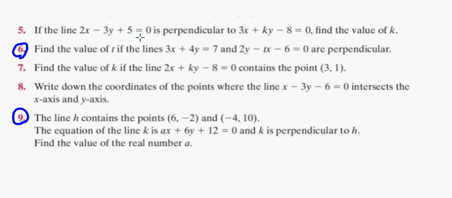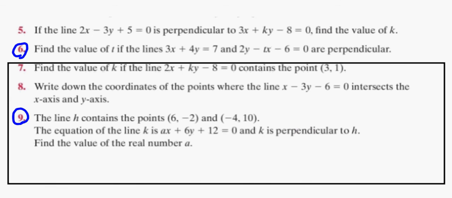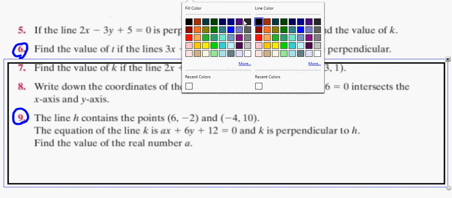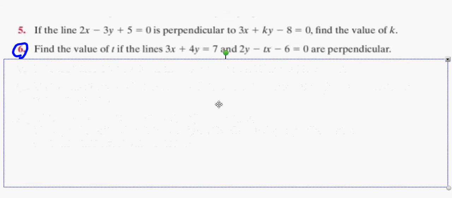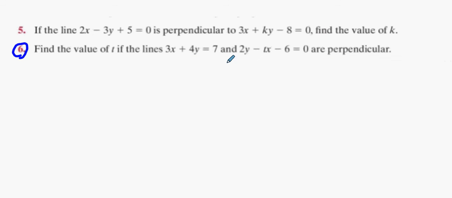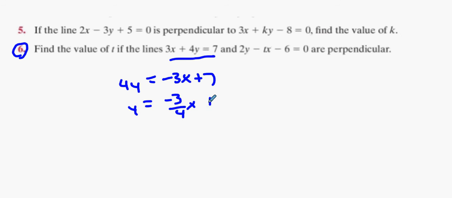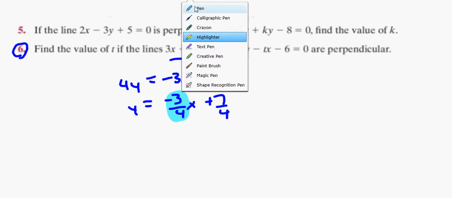How would you show the two of these are perpendicular, lads? Alright. Get the slope of the first one. Anybody know how to do the slope of the first one really quickly? 4y equals minus 3x plus 7. y equals minus 3 over 4x plus. What's the slope? 3 over 4. Okay, let's do the same for the next one.